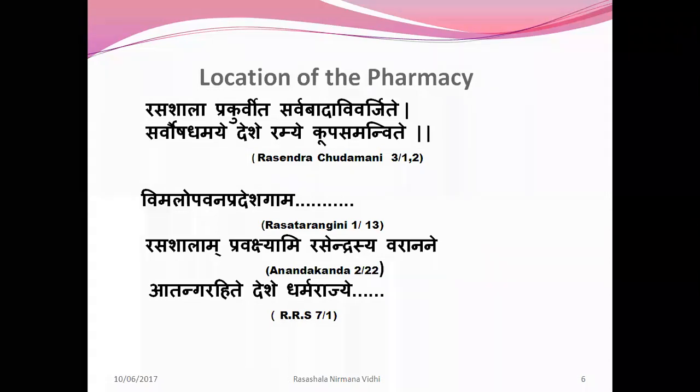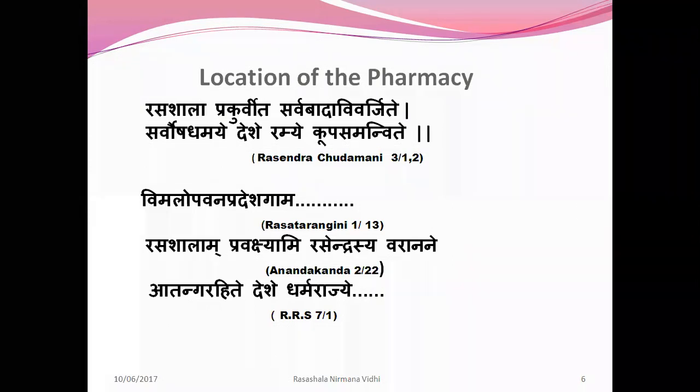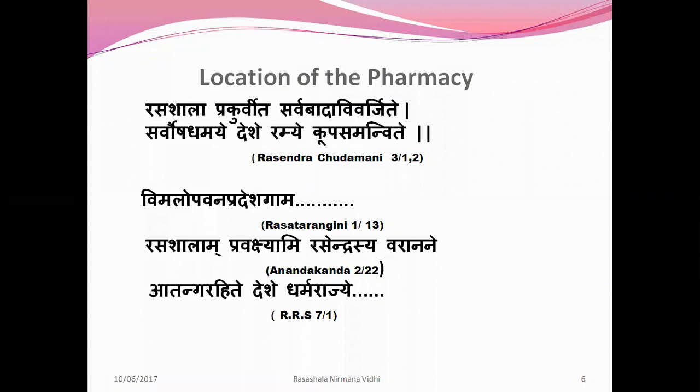In the Rasendra Chudamani also, for the same concept of location, they have quoted another shloka: Rasashala Prakurvita Sarva Bhada Vivarjita Sarvaushada Maye Deshe Ramme Kupasamanvita. The meaning is the same. Rasashala should be constructed in a place Sarva Bhada Vivarjita, free from all sorts of obstacles. Sarvaushada Maye Deshe means where all the medicinal plants are easily available. Ramme, it should be beautiful. Kupa Samanvita means that the area should be facilitated with water. Here Kupa is a well.